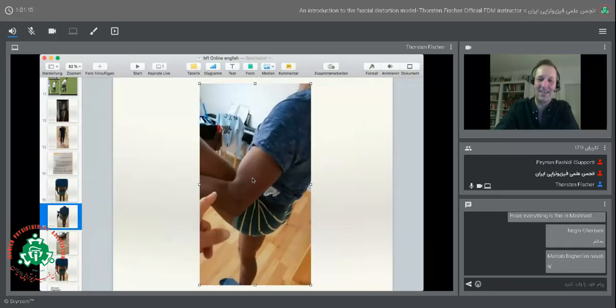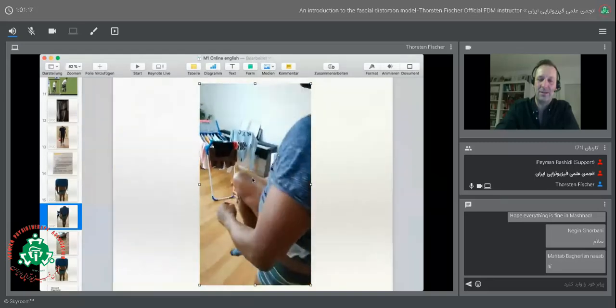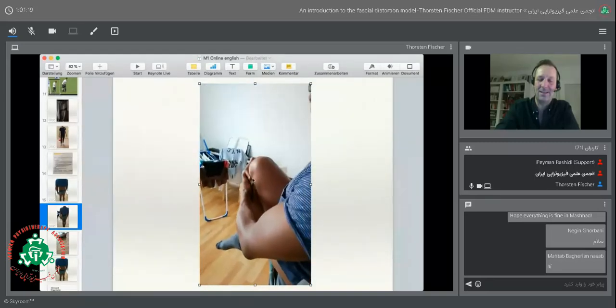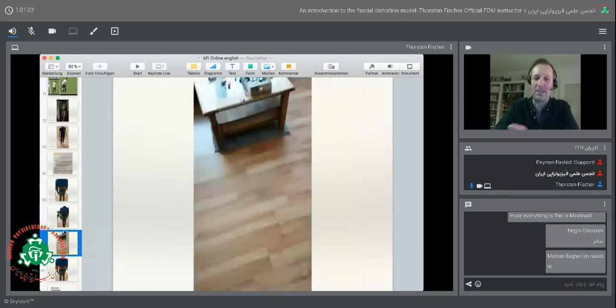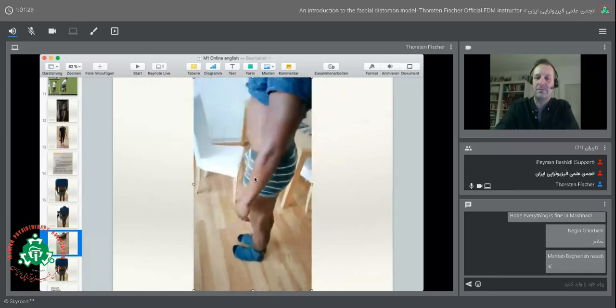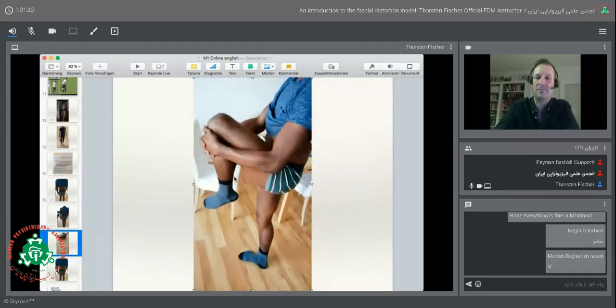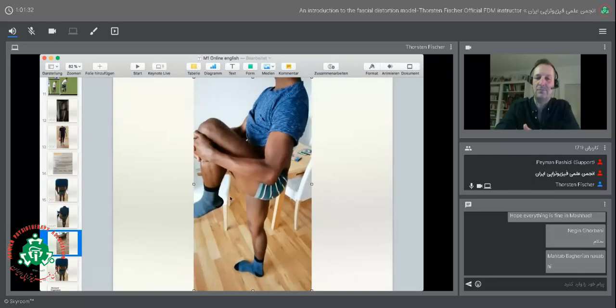Can you do the right side? Okay, so now it was better, but not good. So now we treat it again. Do it again. Flex the knee. Put it to the chest. This looks better now. This is a lot better.